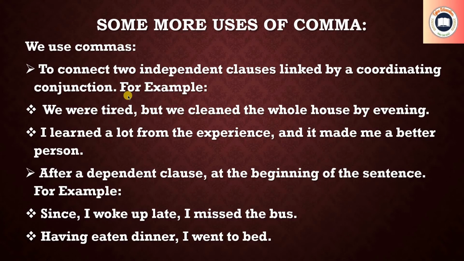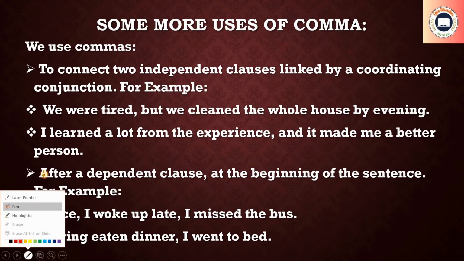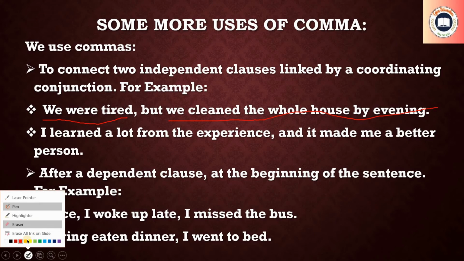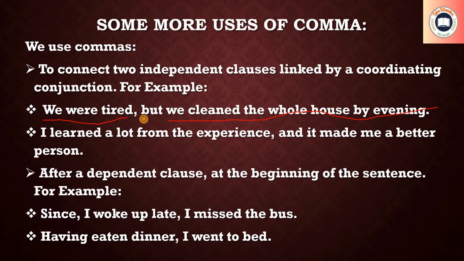For example, we were tired, but we cleaned the whole house by evening. In this sentence we have two independent clauses: we were tired, and we cleaned the whole house by evening. And there is one coordinating conjunction, which is but. Before my coordinating conjunction I have a comma here.